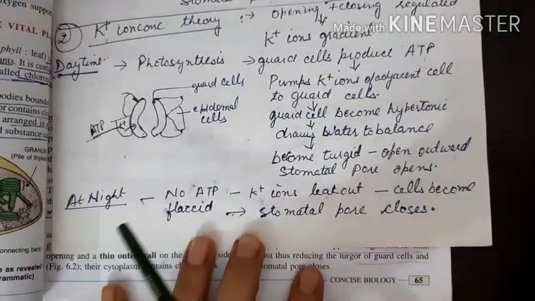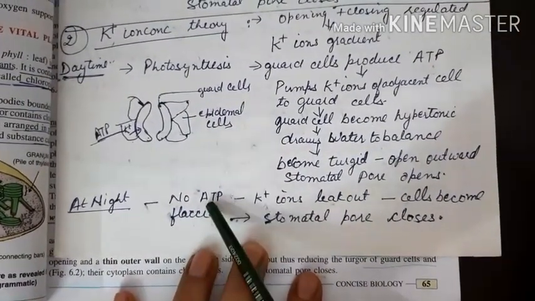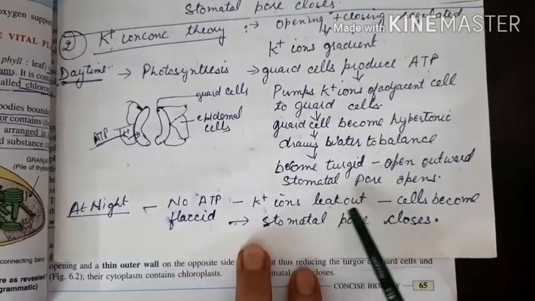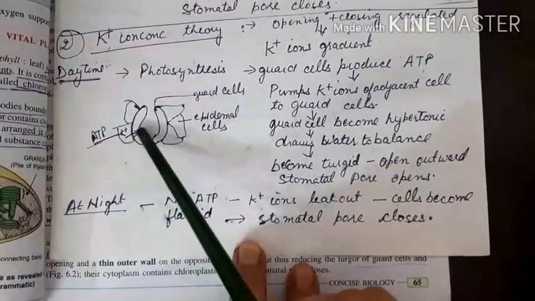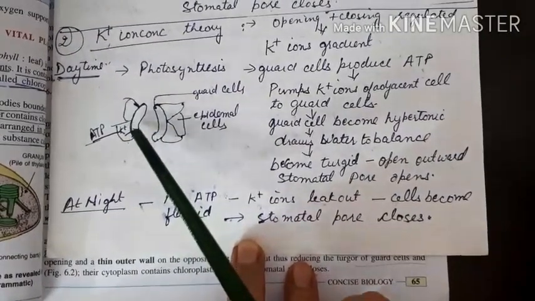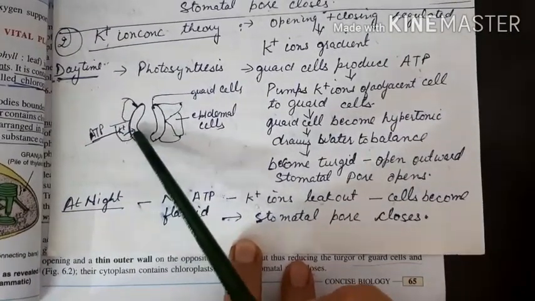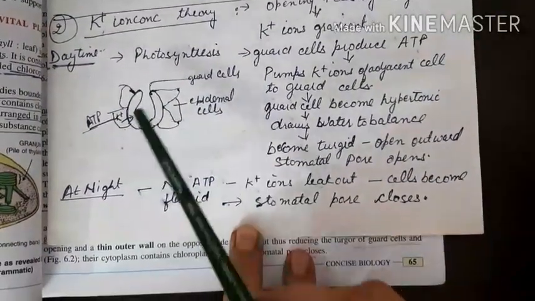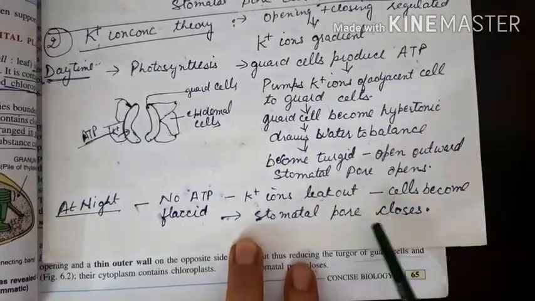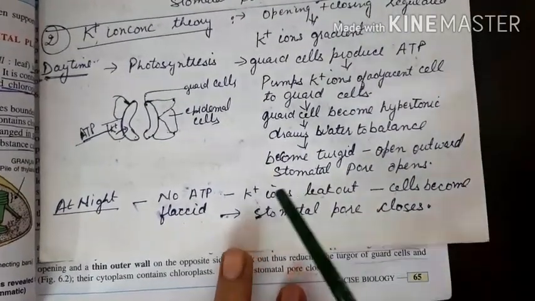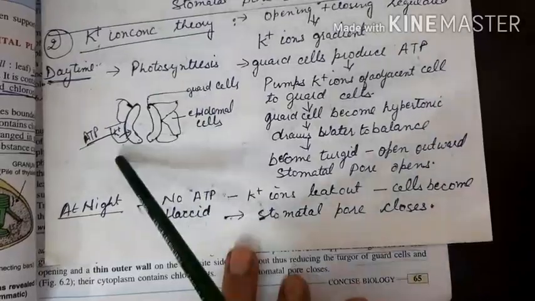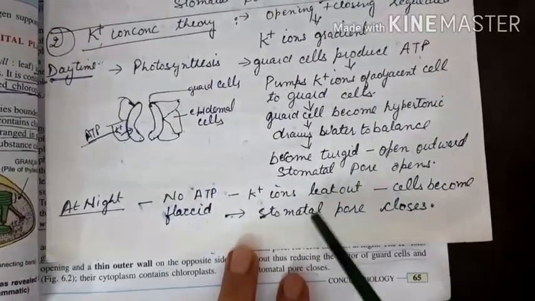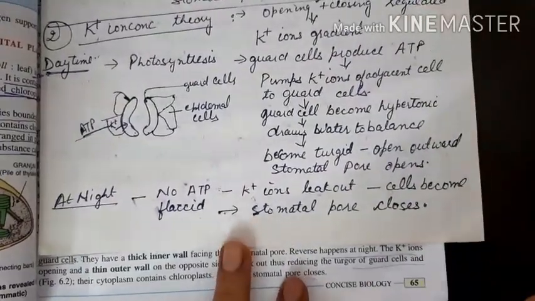At night, no photosynthesis occurs, so there is no production of ATP. The potassium ions leak out because the continuous supply of potassium ions is not there. They move out from the guard cells, and the cells become flaccid. When the cells become flaccid, the stomatal pore closes. This movement of potassium ions inside and outside the guard cell regulates the opening and closing of the stomata.